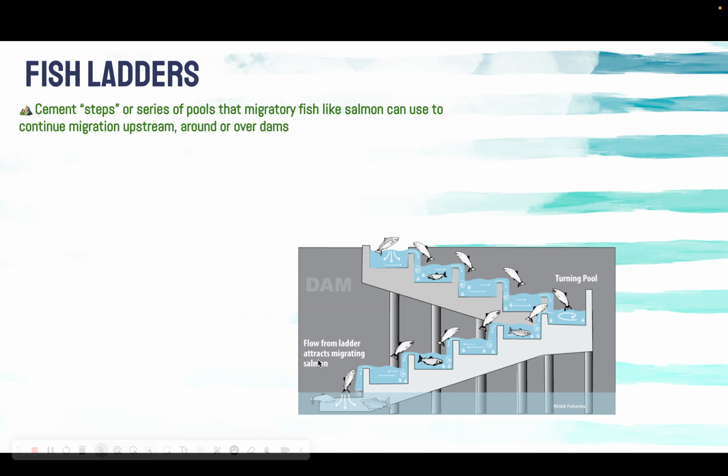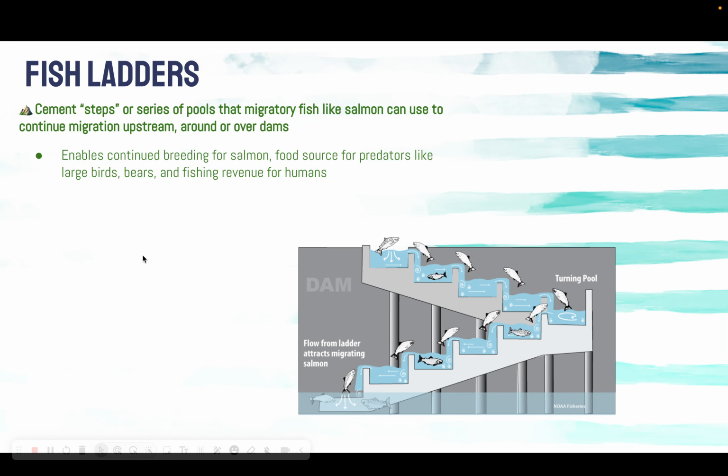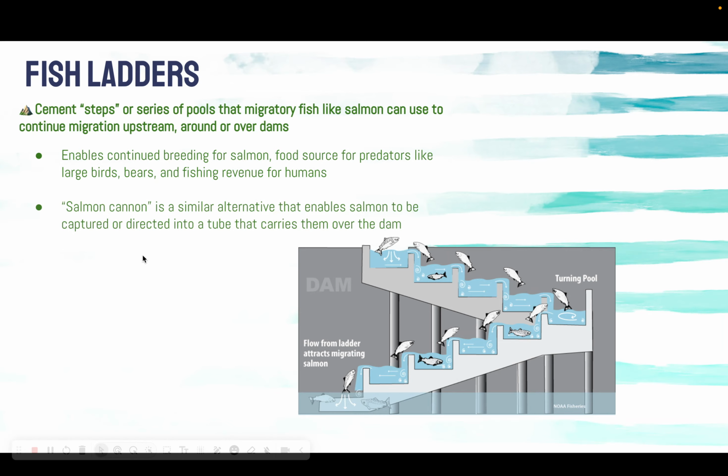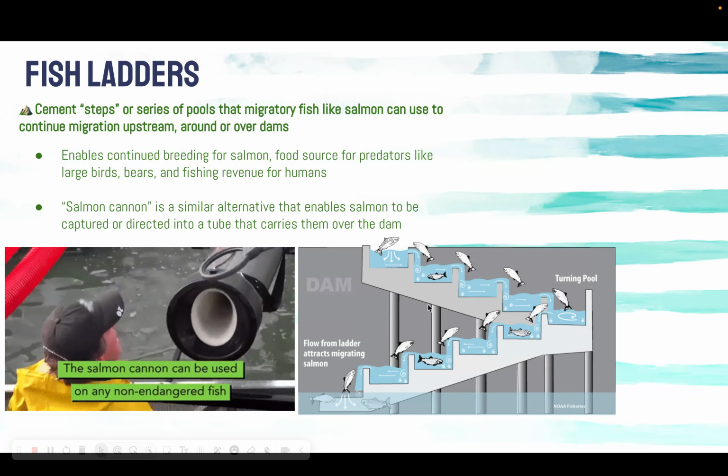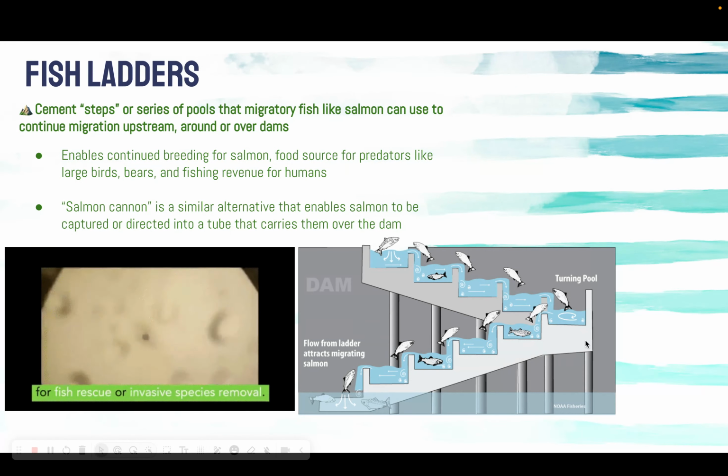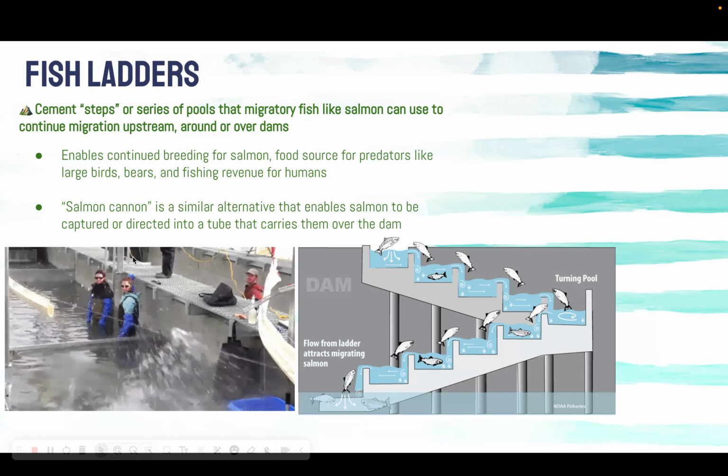And so this is essentially what happens. The flow from the water actually attracts the migrating salmon because they're looking for water flowing over top of rocks. And so it simulates the natural flowing of water over rocks. And so this enables the salmon to just essentially move up the ladder, which is pretty cool.